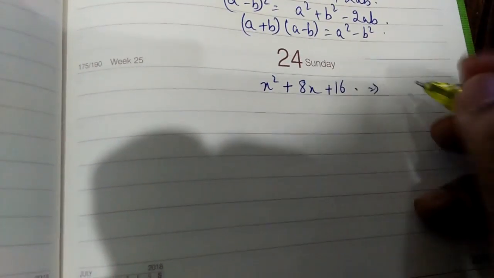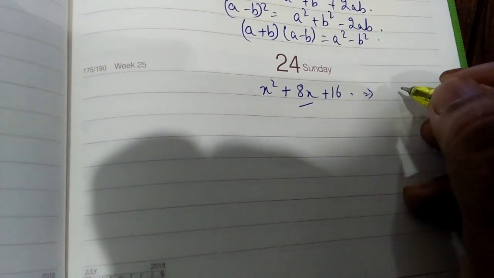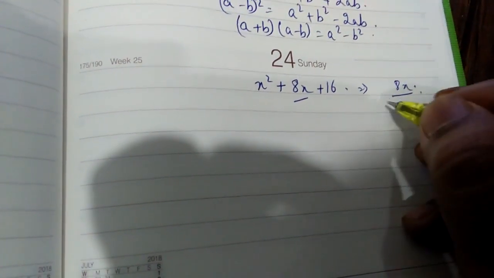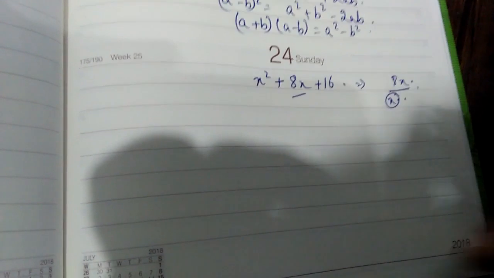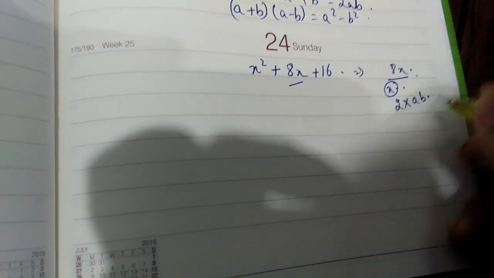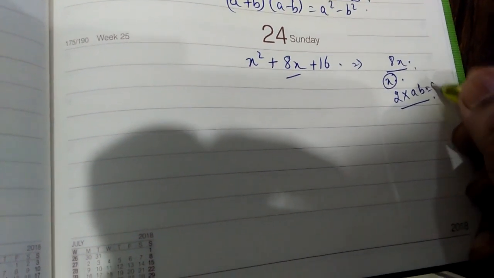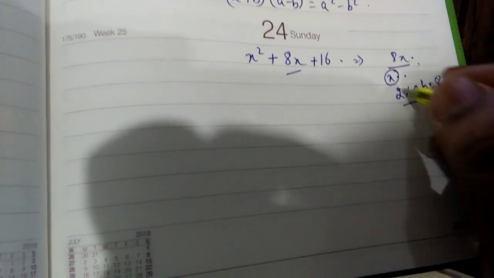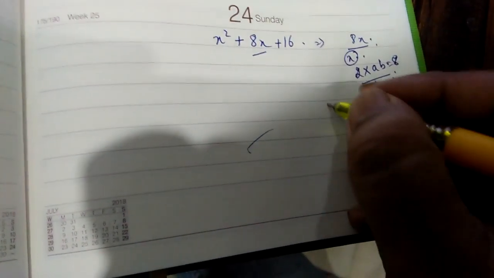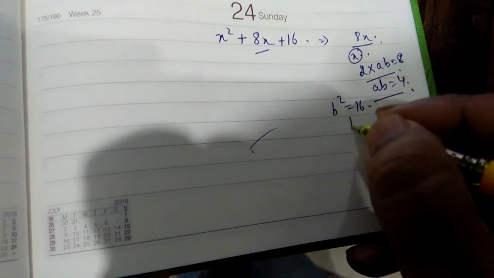Okay, so you can simply check it. Here one of the terms is x, so for 8x you need to see 2 into ab. 2 into ab is equal to 8, so a into b should be equal to 4. And b square should be equal to 16. So if we take b is equal to 4, I think our job is done. This is how you will take it.